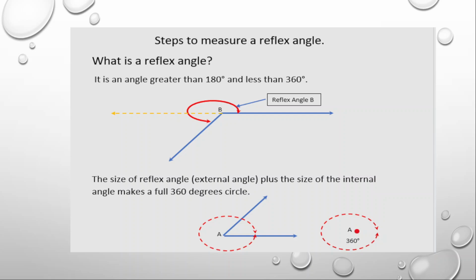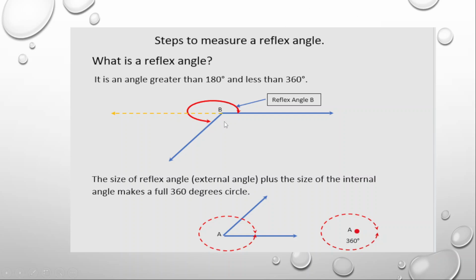It's an angle more than 180 and less than 360. Now we had a reflex angle already, right? So this part is the interior part, and then we have the part right around B. We call that the reflex angle. Okay, so we start again.